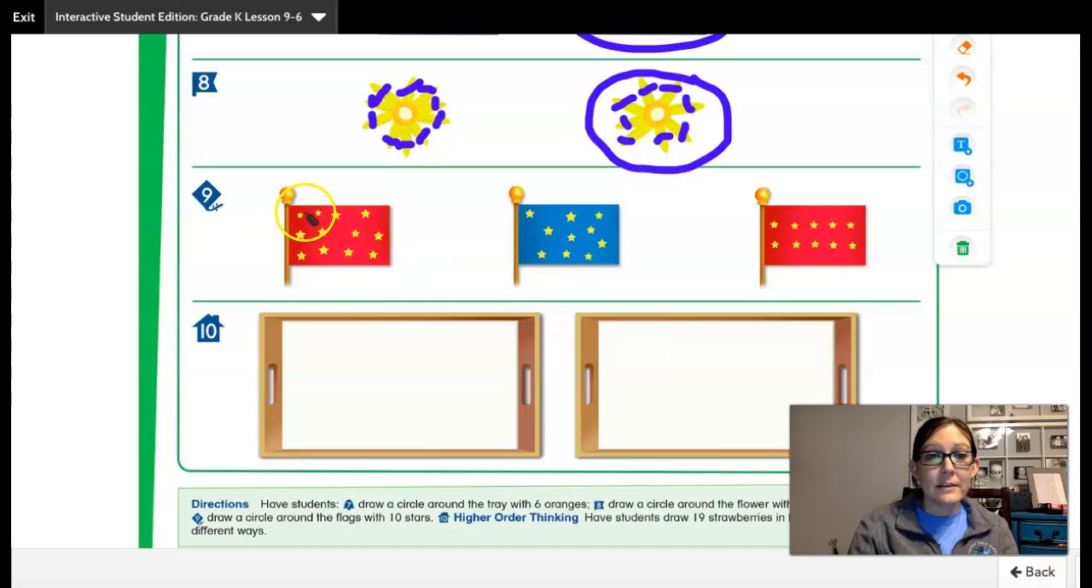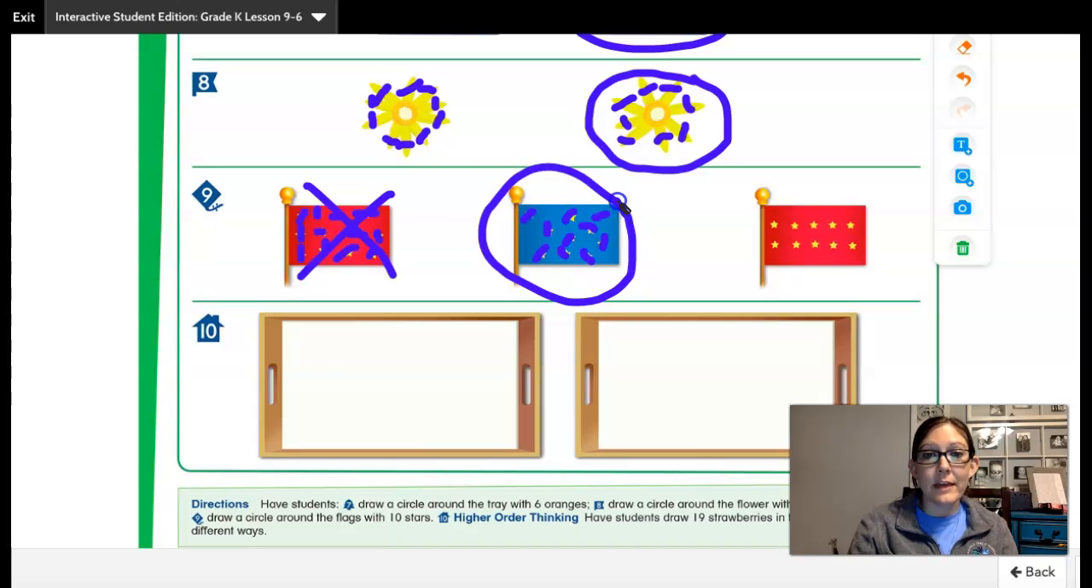Let's see. 1, 2, 3, 4, 5, 6, 7, 8, 9, 10, 11, 12. Not that one. What about this one? 1, 2, 3, 4, 5, 6, 7, 8, 9, 10. That one has 10. Circle it.